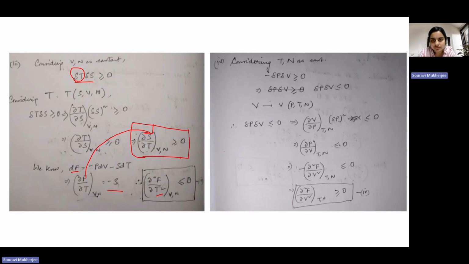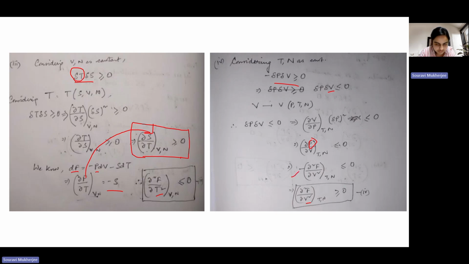Now, similarly, if you want to write the double derivative with respect to volume, you can take T and N as constant and just work with this pair. Substitute delta V, then you get del P del V less than or equal to 0. Here you do a substitution based on this, right? Del F del V at constant T and N should be minus P.